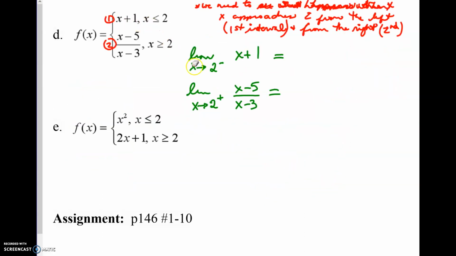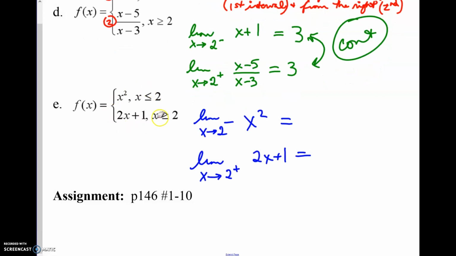D, it's a piecewise function. Let's see what happens as the limit of 2 approaching from the left. That would be this one where x is less than 2. We plug that in, we get the value of 3. Now here, when we're approaching 2 from the right, that's this interval, and we get the value of 3. These are equal to each other. We don't have to lift our pen at all. We go along this graph at 3, changes here, continue on. This is continuous.